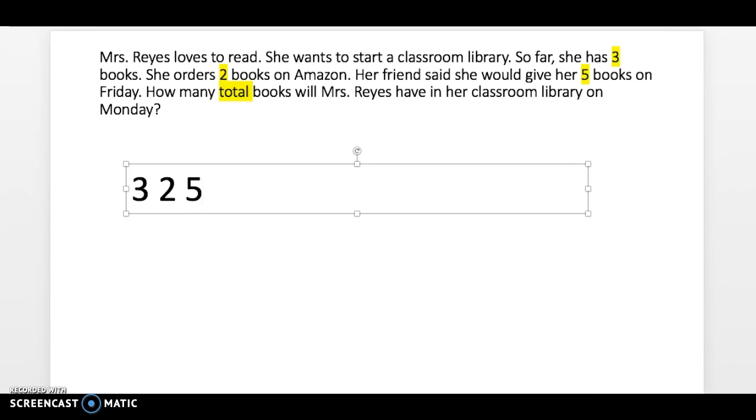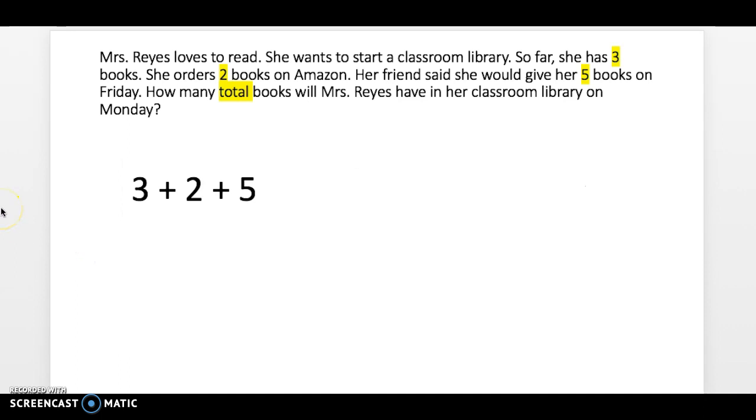Next, we want to figure out what expression we're going to be using. It asks us, how many total books will Mrs. Reyes have in her classroom library? Therefore, this numerical expression should reflect that. In this case, the total number of books is going to ask me to add these three numbers together. So that is what my numerical expression will look like.